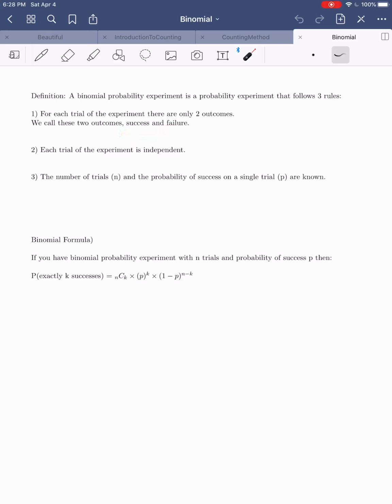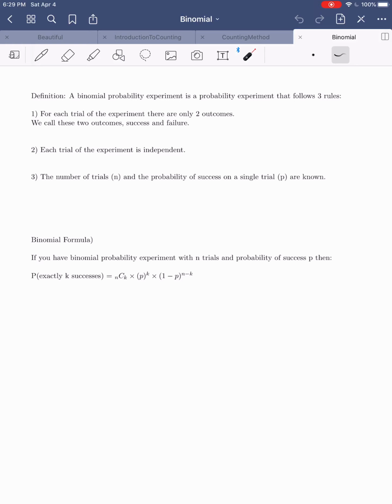Now, there are certain things out there that are very naturally binomial. You flip a coin and you look for heads. That is naturally binomial. You get heads, that's a success. You get tails, that's a failure. There are also things that are naturally binomial like asking people a question, do you agree with this statement? They say yes, that's a success. They say no, that's a failure.